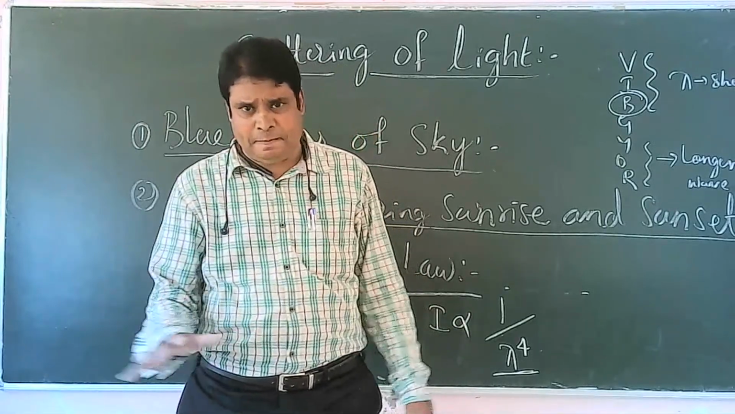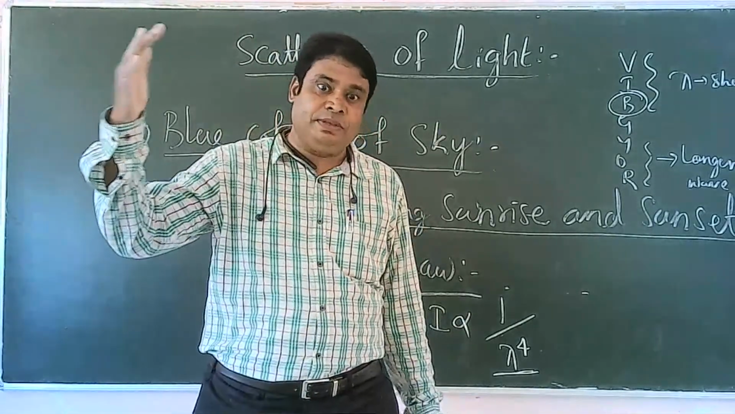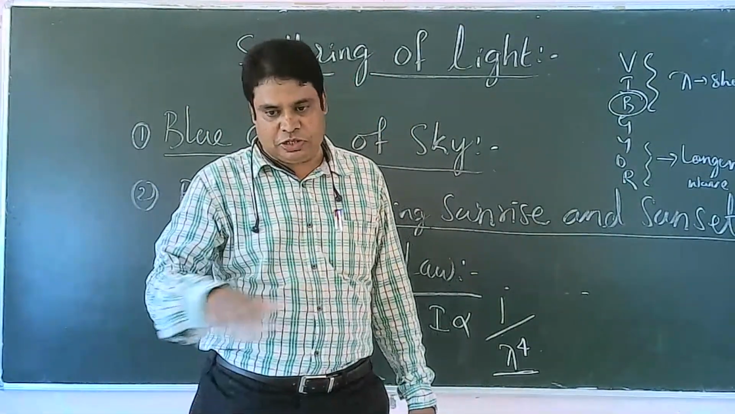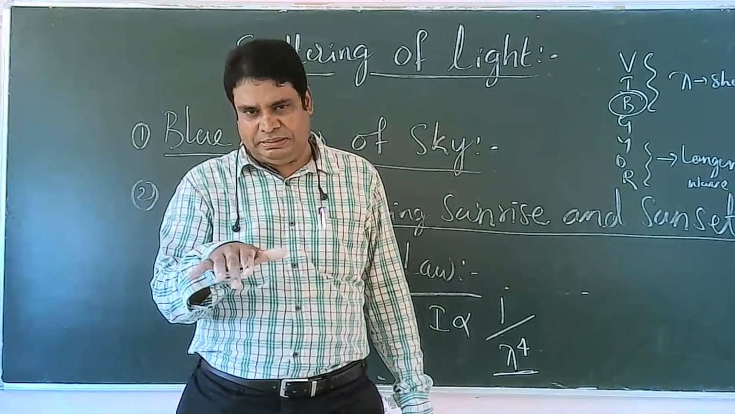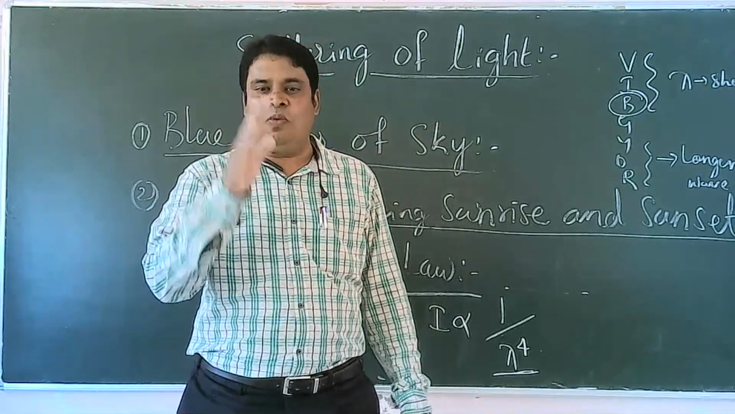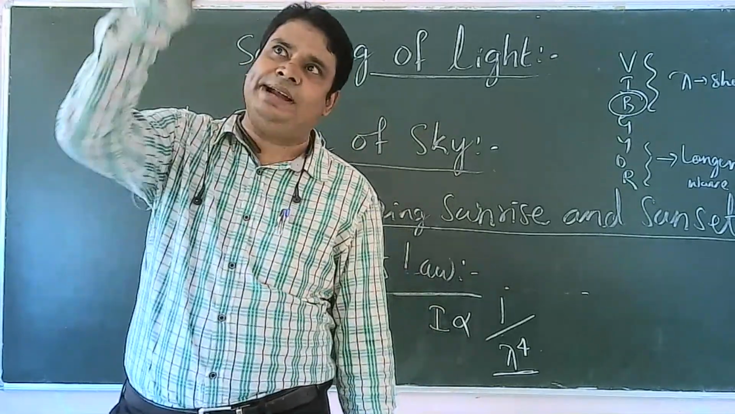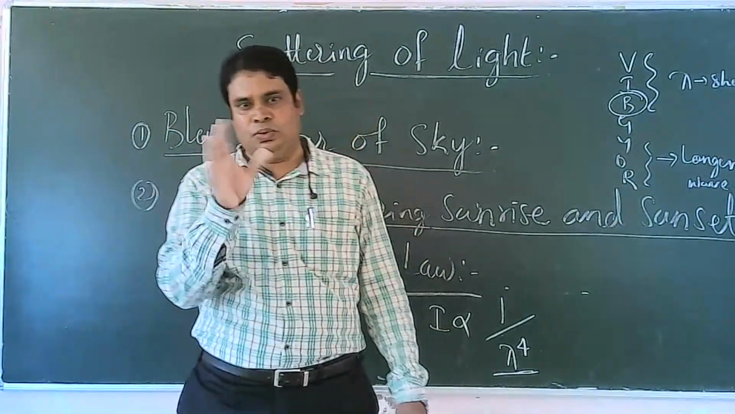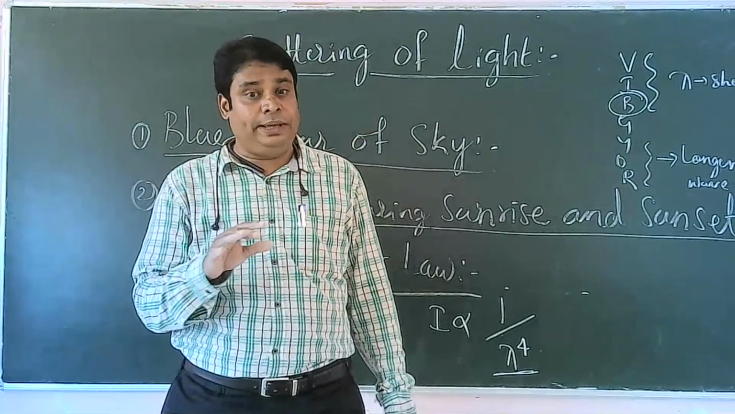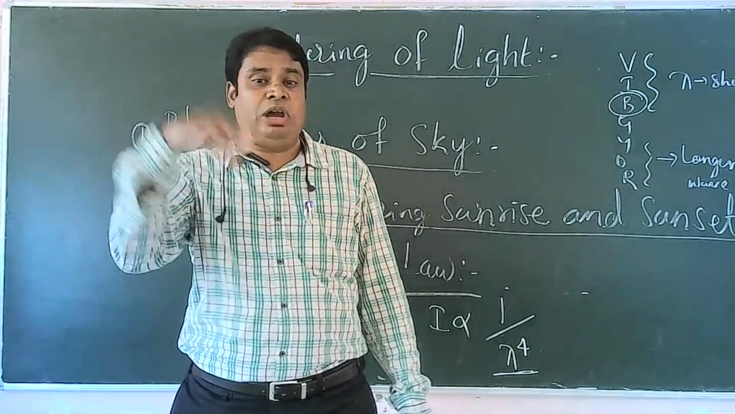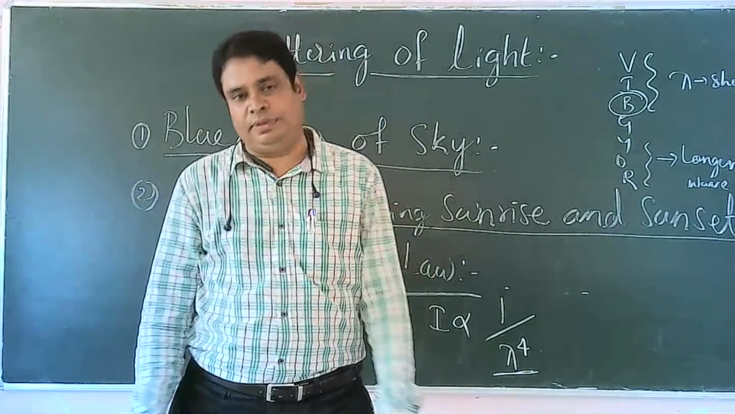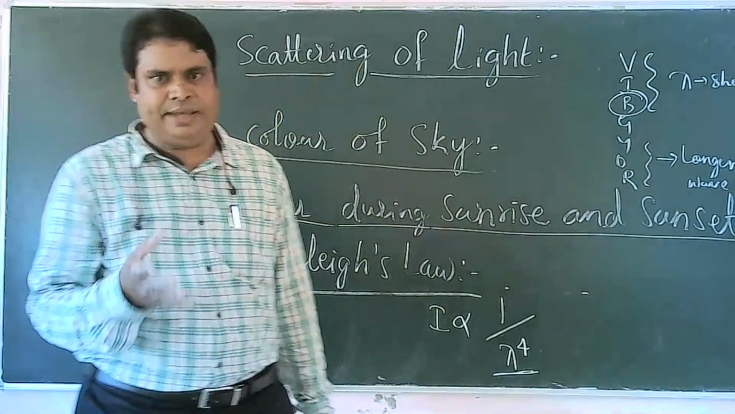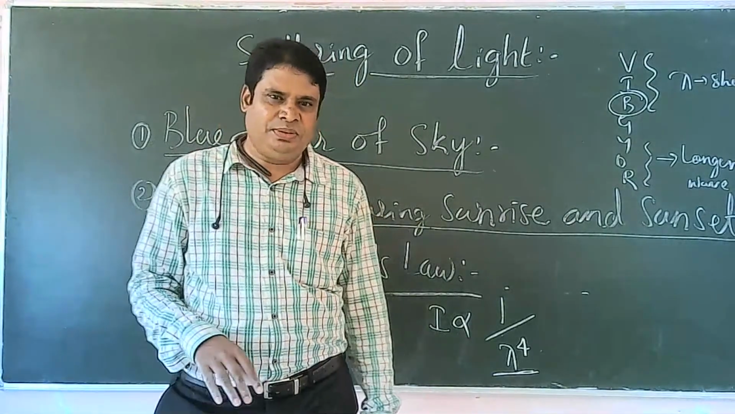During sunrise and sunset, sunlight has to travel a longer distance in the atmosphere. During this travel, most of the shorter wavelengths are scattered away from the observer. The observer cannot see those colors. Only colors with the longer wavelength reach the observer, and we feel the color of the sky is reddish.